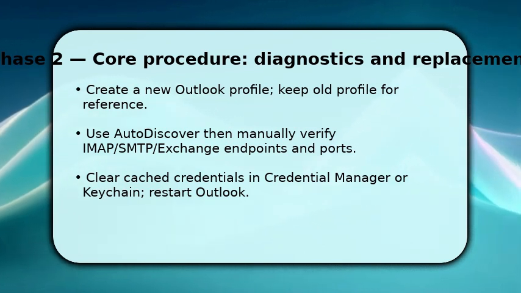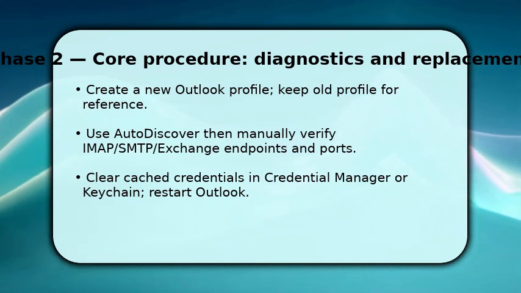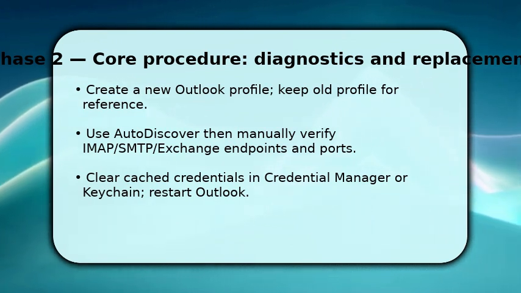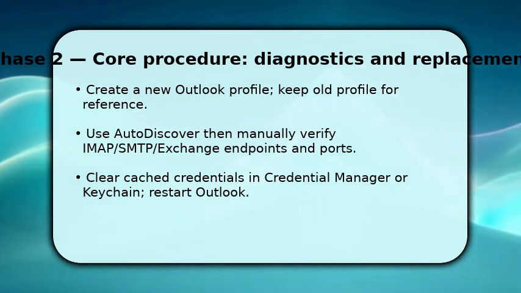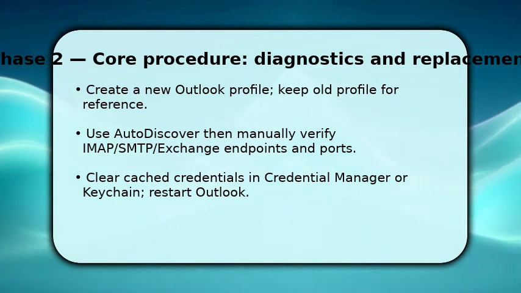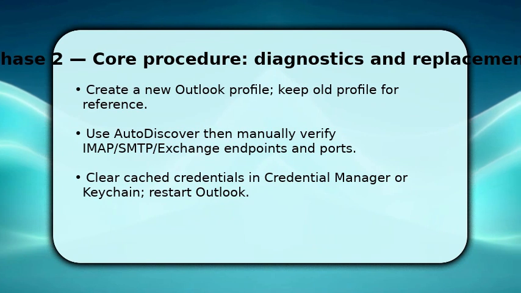Make sure to clear stored credentials in Credential Manager or Keychain so Outlook prompts for fresh authentication. After saving settings, restart Outlook. This forces a new session and often resolves sync loop issues caused by stale tokens or misrouted auto-discover responses.